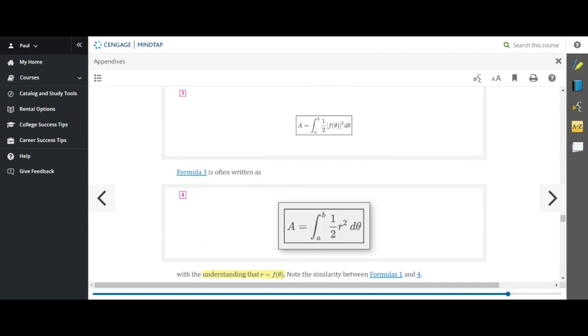And so now we can find areas of polar regions. Are there any questions before we look at a few examples? Okay, well, let's see here.